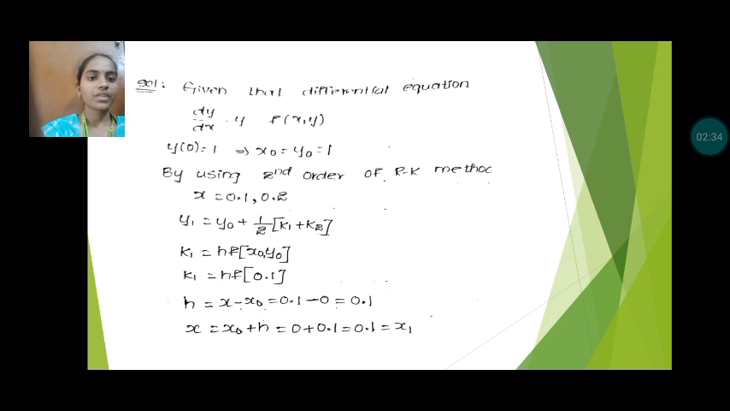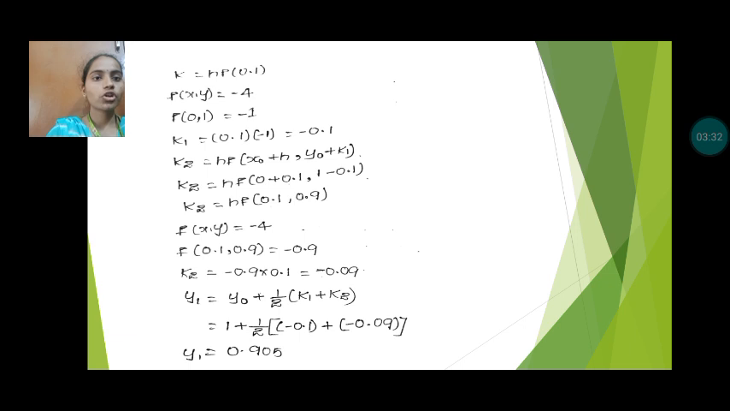By using second order of RK method, x is equals to 0.1 comma 0.2, y1 is equals to y naught plus 1 by 2 into k1 plus k2, k1 is equals to h of x naught comma y naught, h is equals to x minus x naught equals to 0.1 minus 0 equals to 0.1, x is equals to x naught plus h is equals to 0 plus 0.1 equals to 0.1 is equals to x1.